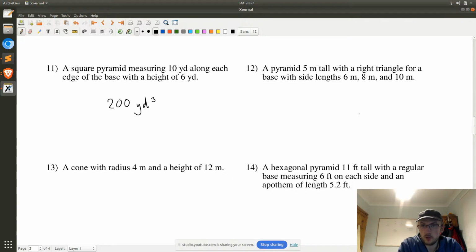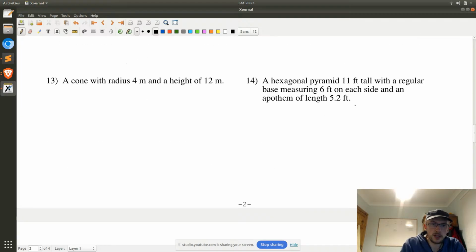Pyramid 5 meters tall with a right triangle for a base with side lengths 6, 8, and 10. So, area of the base, that would be 6 times 8 divided by 2, which is 24, and then that 24 has to be multiplied by 5. Then you have to divide it all by 3. So just do 8 times 5 to get 40 cubic meters.